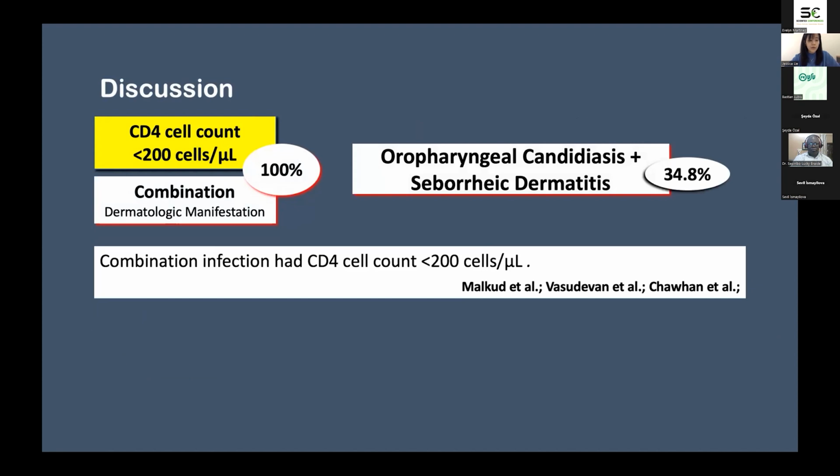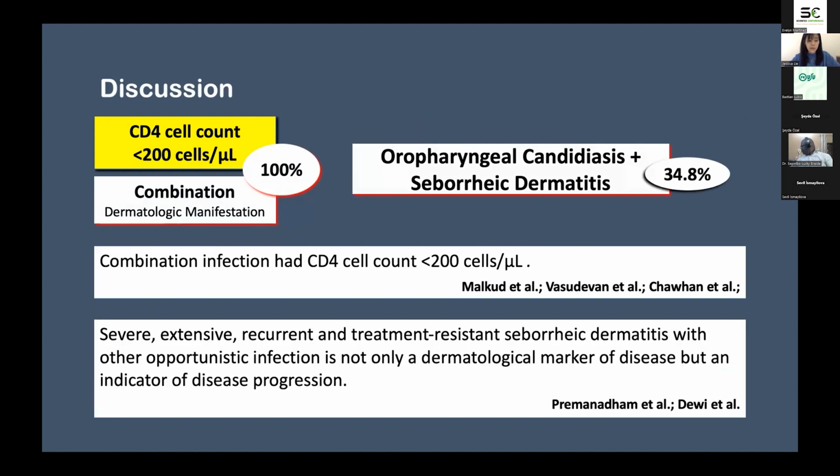All of them were characterized with more than one dermatologic manifestation. A study by Premanadam and Devi et al. also reported that severe, extensive, recurrent, and treatment-resistant seborrheic dermatitis and other opportunistic infection is not only a dermatological marker of disease, but an indicator of disease progression.